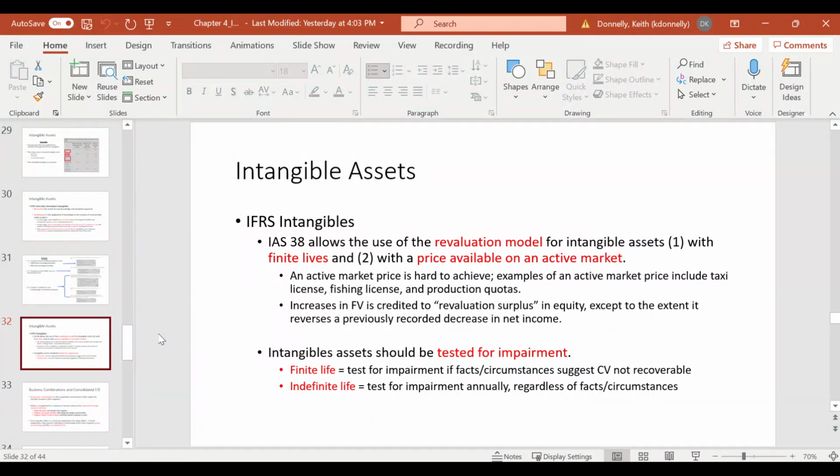Now, once you have intangible assets, they should be tested for impairment. If it's a finite life intangible asset, you look to the facts and circumstances to see if the carrying value is going to be recoverable or not, versus if it's an indefinite intangible asset, you're going to test for impairment annually, regardless of facts and circumstances.